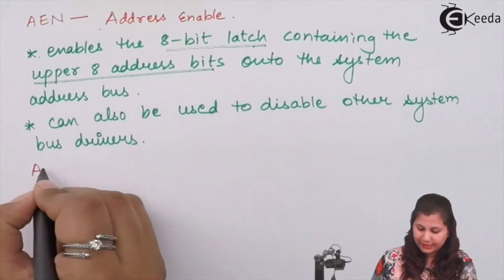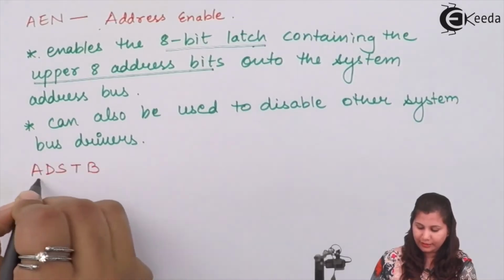The next signal is ADSTB, which is the address strobe.